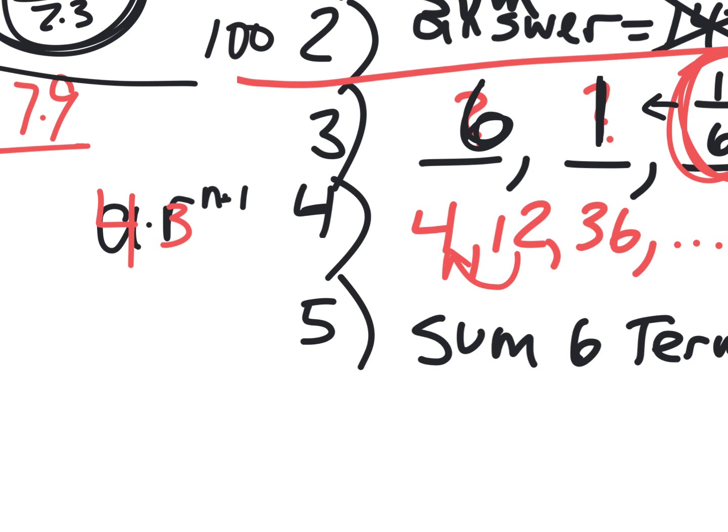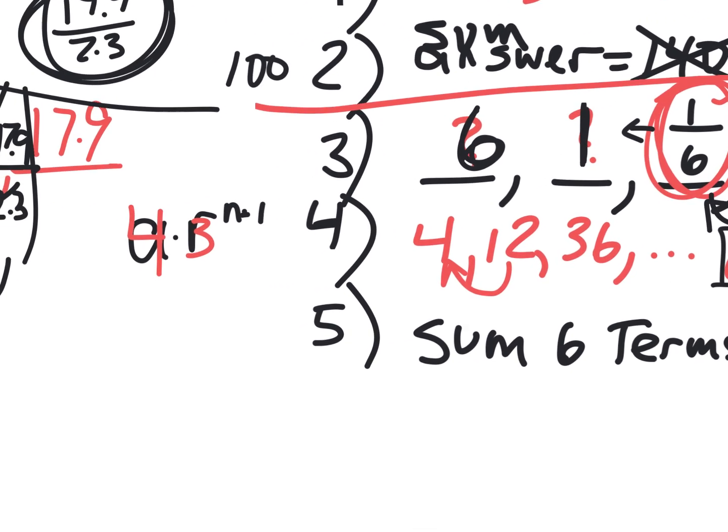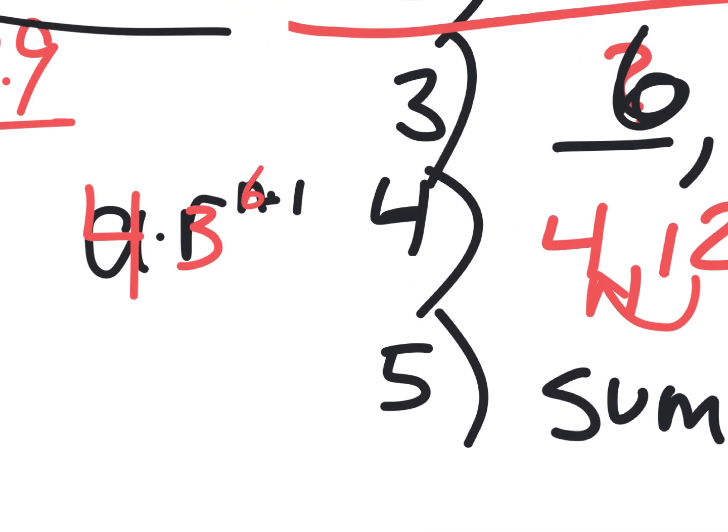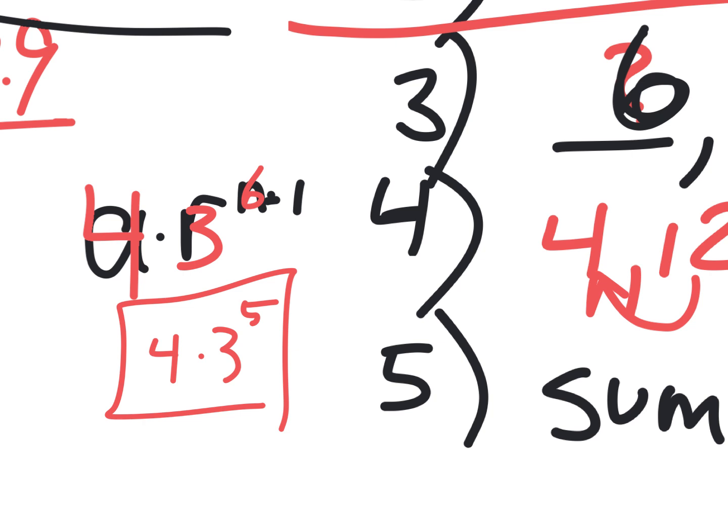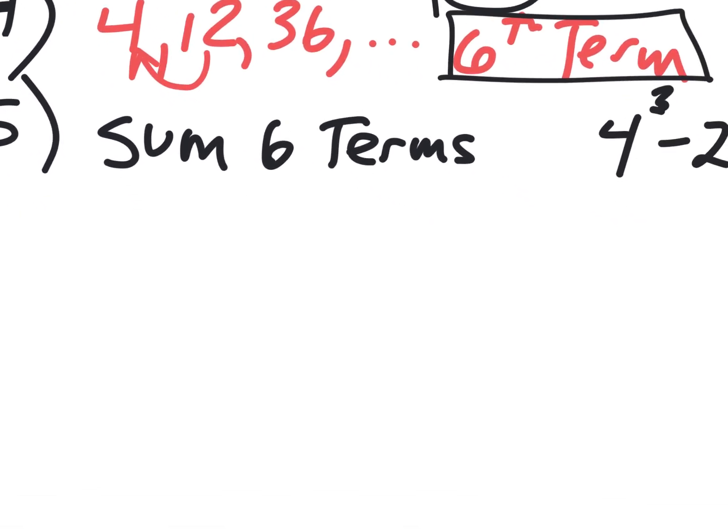And then to the n minus 1, well, which one do I want? I want the 6th term, so I put a 6 there. 6 minus 1 is 5. And I said you could leave it like this. How many of you had 4 times 3 to the 5th? Or actually figured out the final answer? Okay, good.